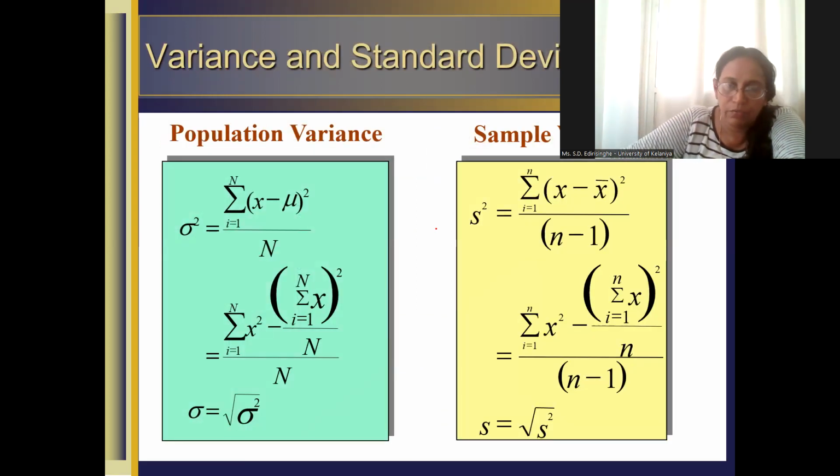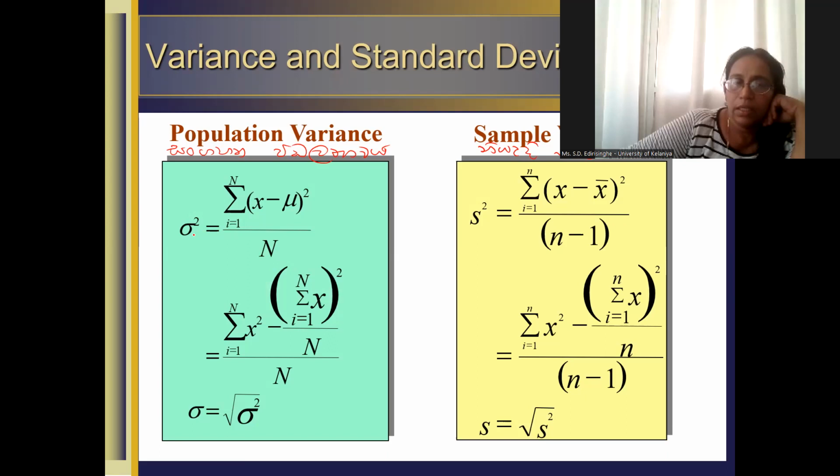How to find population variance. So variance in Sinhala means විචලතාවය. Population variance means සංගහන විචලතාවය. Sample variance means නියැදි විචලතාවය. For the population variance, you can use the formula here that is actually representing sigma squared.